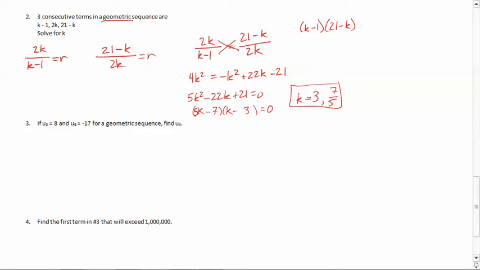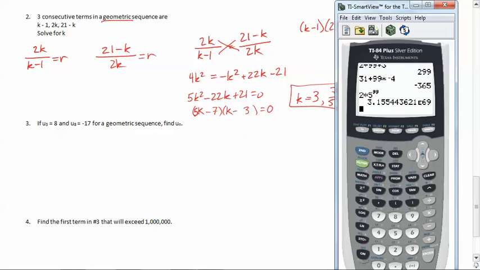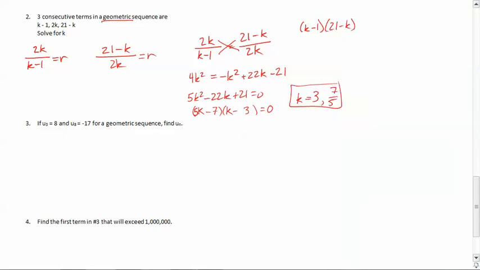If u3, the third term is 8, and u8 is negative 17 for a geometric sequence, find un. Okay, so what we're going to do, I think I did the wrong numbers here. Yeah, I wrote down the wrong numbers. Man, Mr. Bauwater, you're so smart. You put down the wrong numbers. Okay, well, you know, I guess we're just going to skip that one. Sorry. I'll have to try to figure out what question that was supposed to be.